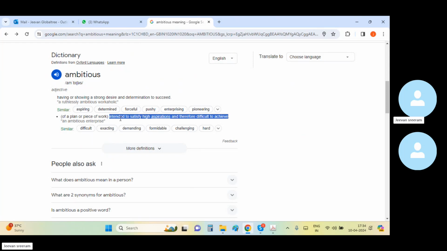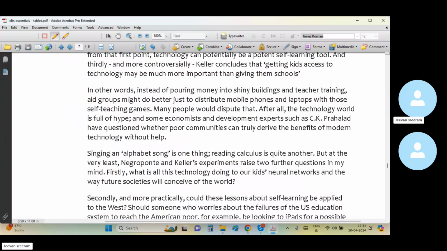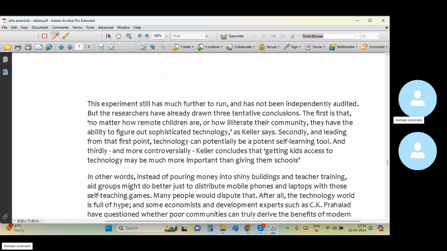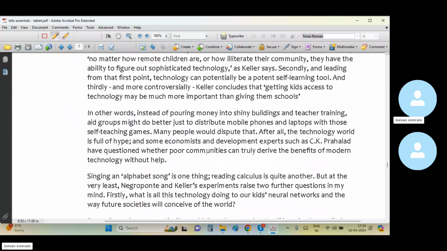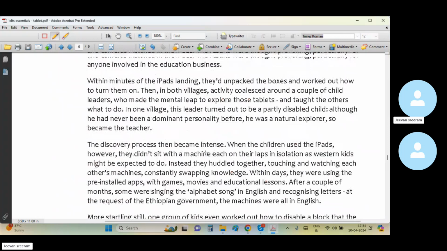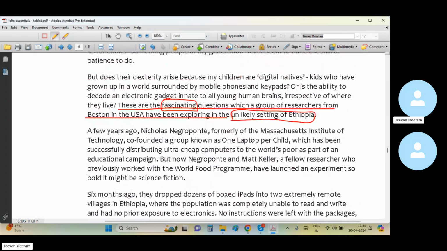Definitely, there is another meaning which is slightly different. The straight meaning of ambitious is pioneering and aspiring, having a strong desire for something. But there is another meaning, a secondary meaning, which is slightly different from its straight meaning. What's the secondary meaning? Difficult. Let's go with this sort of meaning. Can you find any proof line for that? Is there any sentence or phrase given that the project is really difficult?